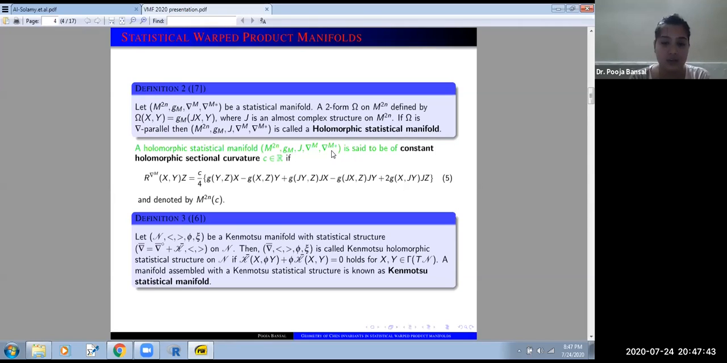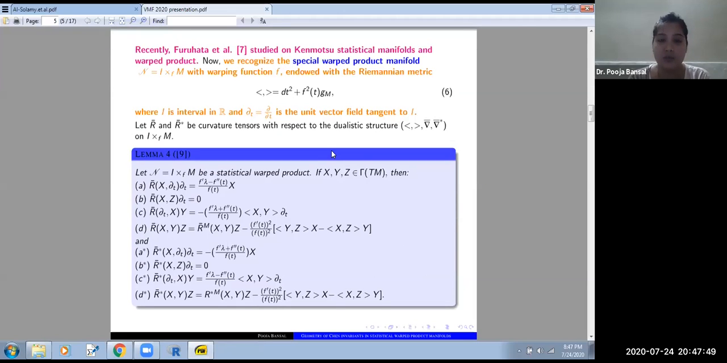Now the next definition is for the Kenmotsu statistical manifold. Recently Furuhata, in one of his papers, studied Kenmotsu statistical manifolds and warped product manifolds. First of all, we recognize the special warped product manifold M̄ defined by I ×_f M, with the warping function f, endowed with the Riemannian metric given by equation 6, where I is any interval in the real line and ∂t represents the unit vector field tangent to I. Now we have one basic result for the curvature tensors R̄ and R̄* for the dualistic structure ∇̄ and ∇̄* of a statistical warped product, given by Lemma 4.